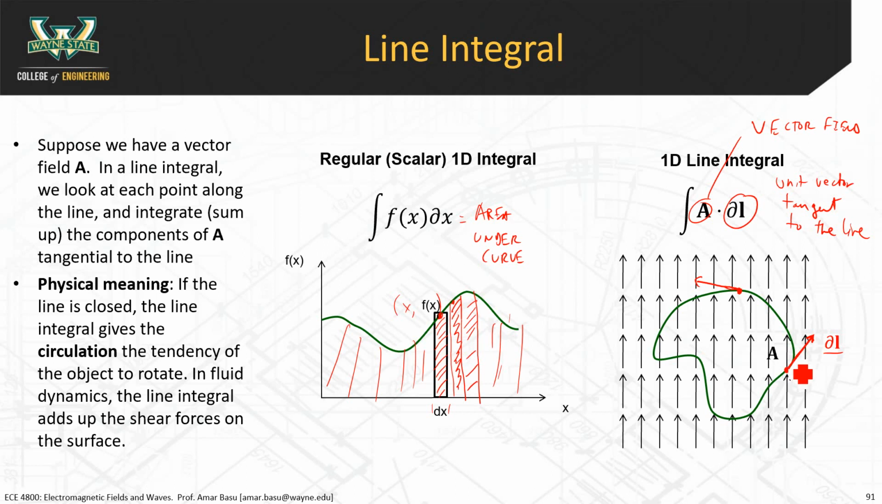and some component of that vector field is pointed tangent along this line. So by taking the dot product A dot dl, we are taking the component of A along the tangent of the line.